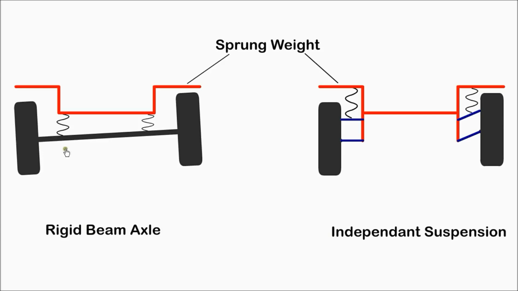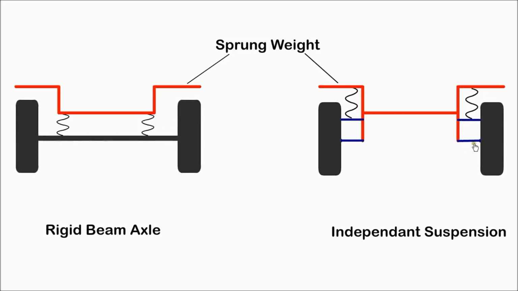With an independent suspension, each wheel is connected by its own linkage and its movement does not affect the other wheel. An independent suspension has less unsprung weight and allows the wheels to move independently of each other.